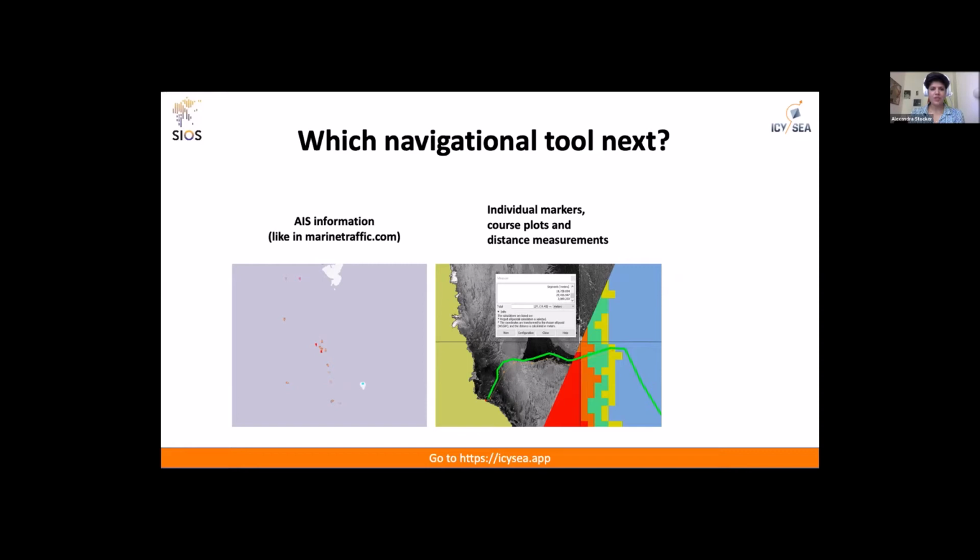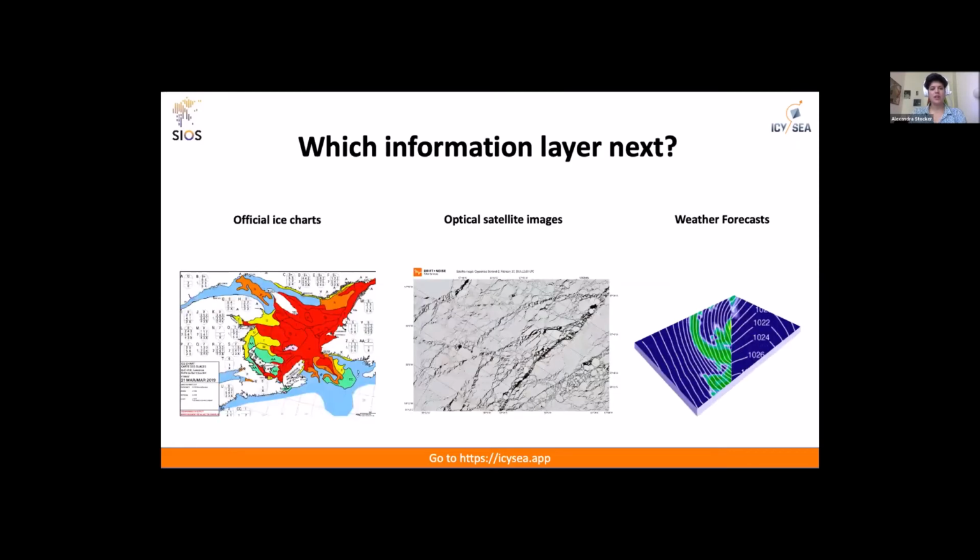And then as information layers, we'd like to include official ice charts. So here's an example, bottom left, of the Canadian Meteorological Institute with the ice chart of the St. Lawrence Bay. So to have an extra layer of these ice charts, which maybe captains or navigators are more used to, to help them with our layers as well.